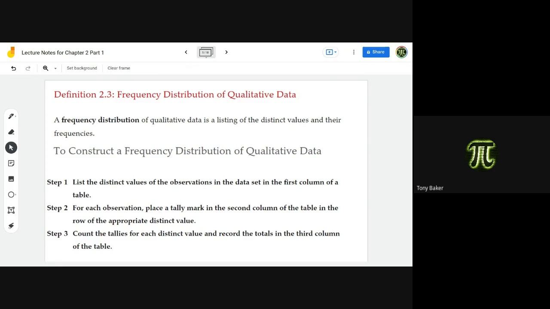To construct a frequency distribution of qualitative data, you're going to list the distinct values. For each observation, you're going to place a tally mark in the second column, and you're going to count the tallies. That's in essence all you're going to do. So you're going to list them all, count them up, say, okay, I've got 5 brown, 3 red, 7 blue, and then mark them off.